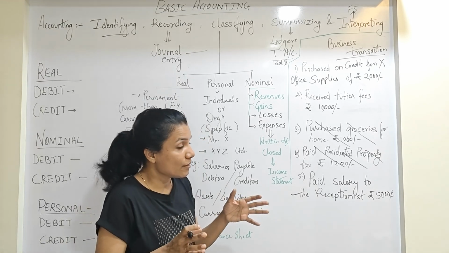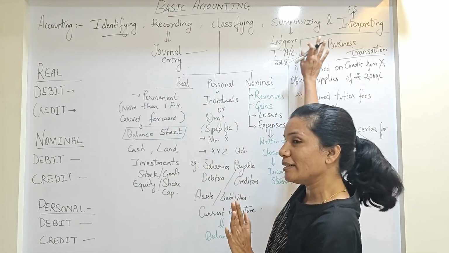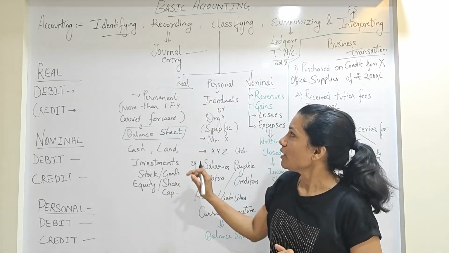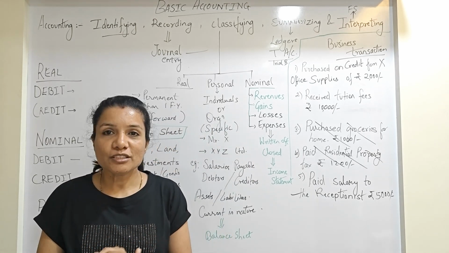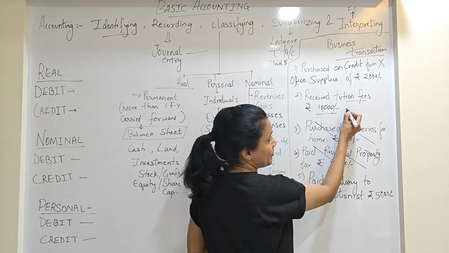So since this is the first video in the series, let's not get into interpretation area now. We'll stick to the classification. Now, classification: how do you classify the accounts? Any type of business transactions will have certain accounts that would get affected.